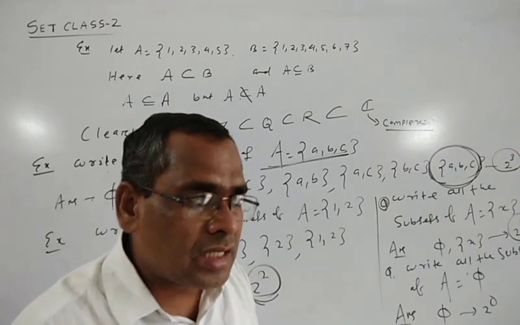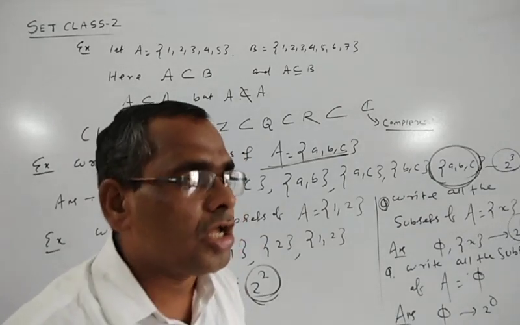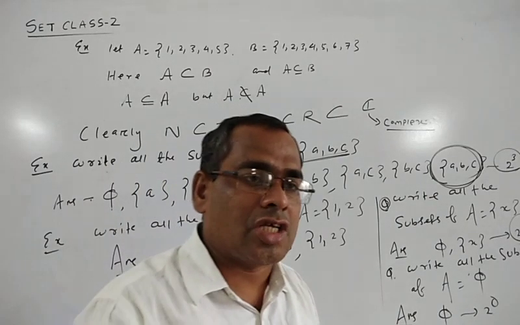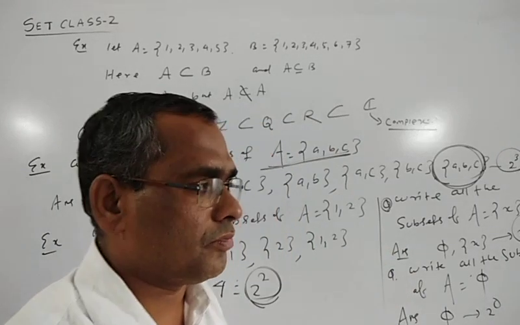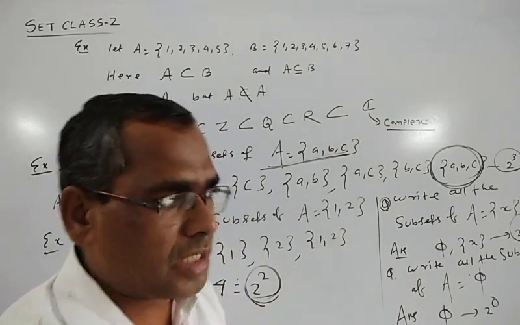Every set is a subset of itself, and that is the biggest subset. And 2 to the power n will be the number of subsets of the given set.